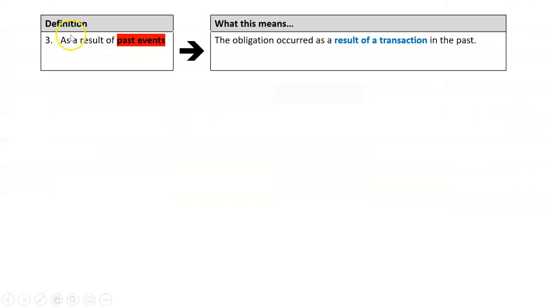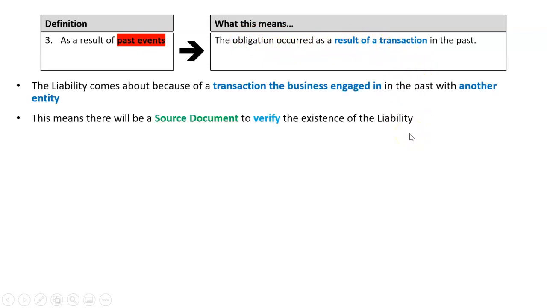And lastly, what is this third part? What is the result of a past event? Well, it just means the liability or the obligation occurred as a result of a transaction. So, for example, it just means there's got to have been another entity, right? We owe another entity money because we engaged in a transaction with them. And there should be a source document to verify this.